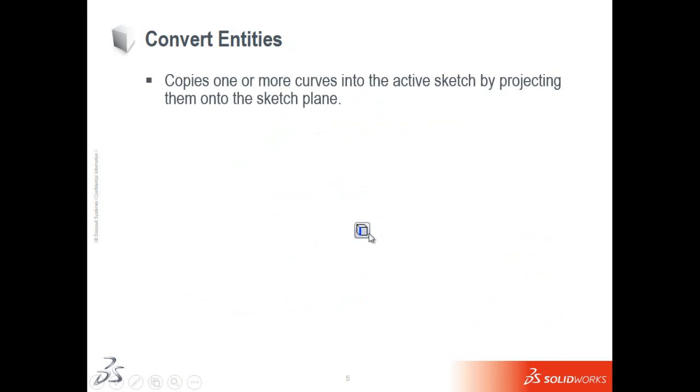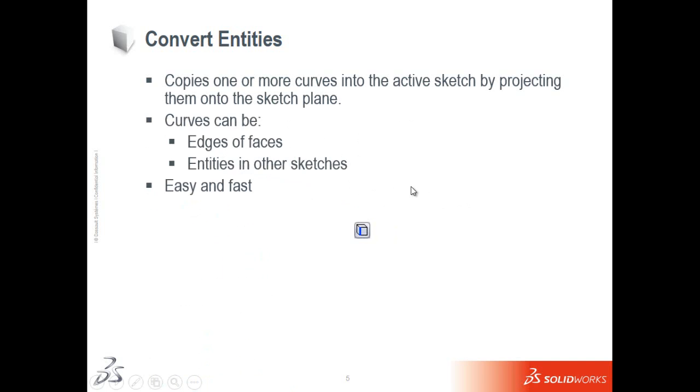This is the Convert Entities button on our toolbar. It copies one or more curves into the active sketch by projecting them onto the sketch plane. Curves can be edges of faces, entities, and other sketches. Easy and fast. Select the face or curve, click on the Convert Entities tool. It looks like this.